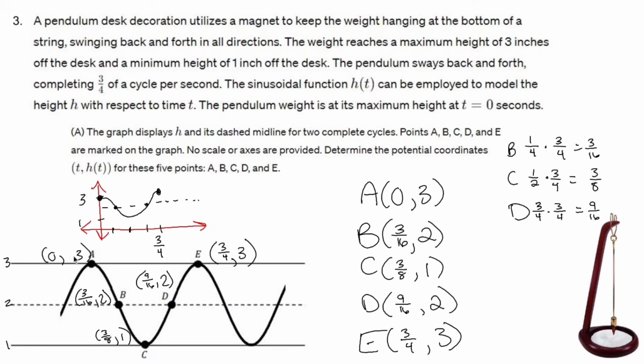But I didn't, because I'm not insane. So that's why it says potential coordinates. All right, so that's A coming up with 5 points. Hooray!